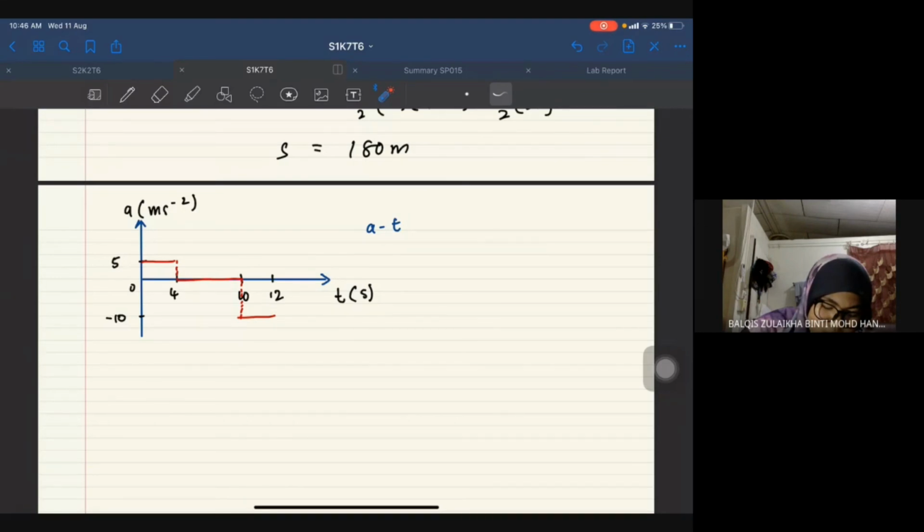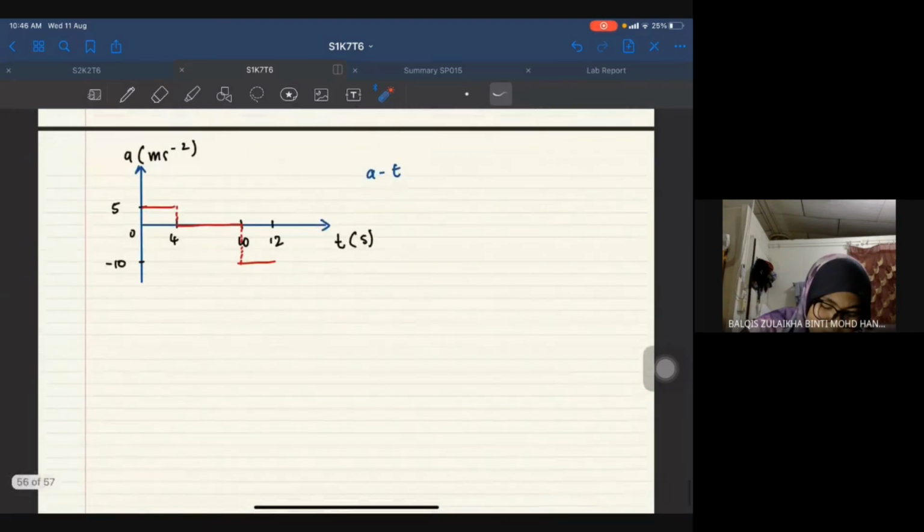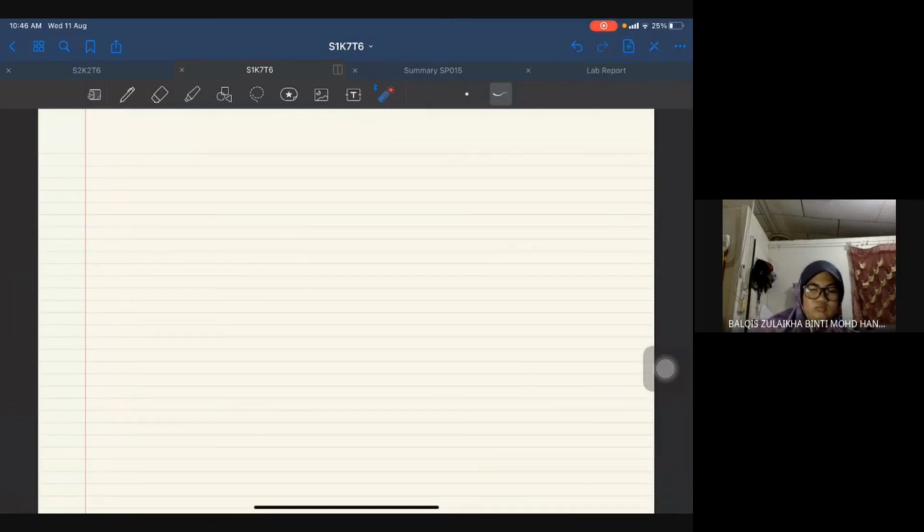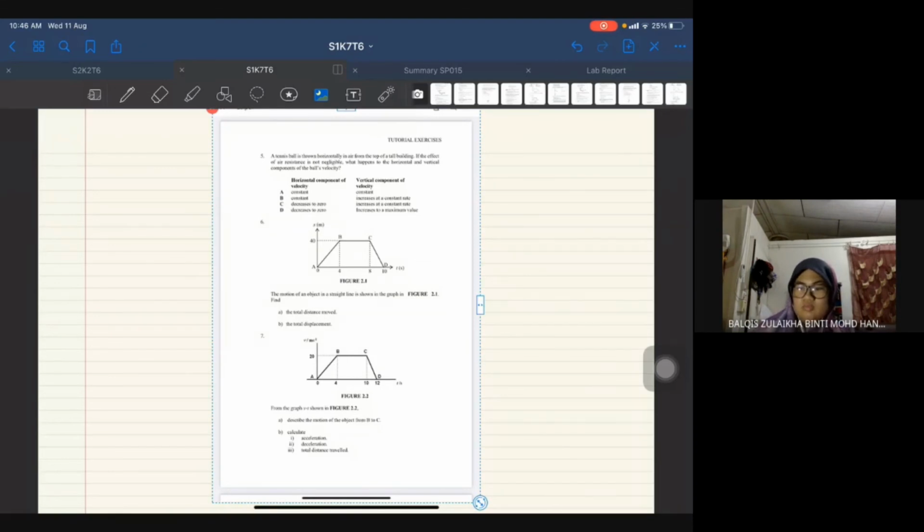Okay, kita maybe boleh buat satu soalan lagi. Saya tunjuk terus kot, nanti kamu boleh refer kawan-kamu buat tu.